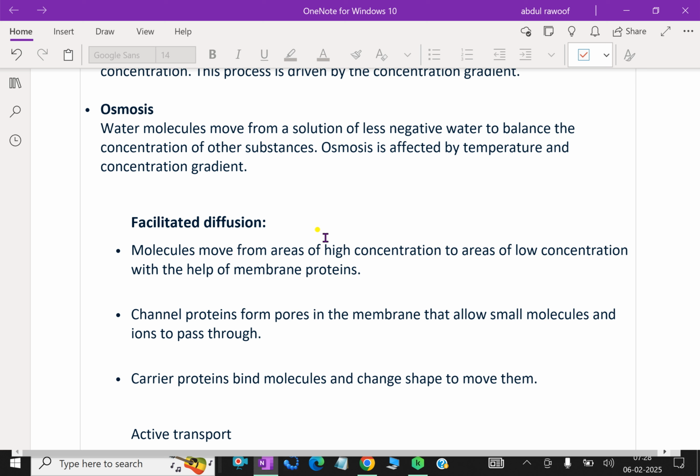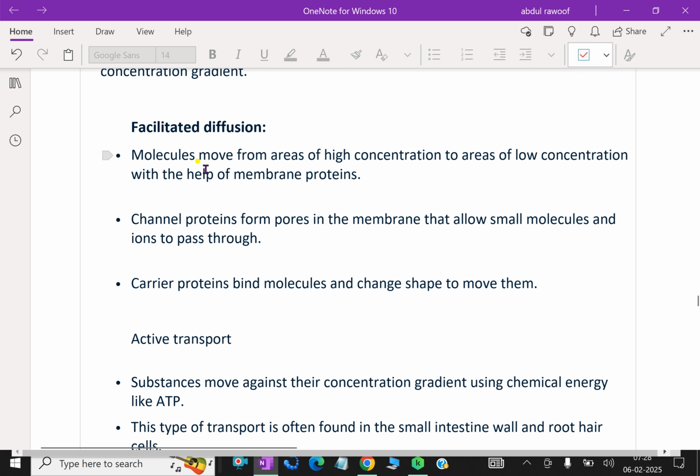The carrier sites are specific and can be used by only one substance. As there is a finite number of carriers in the membrane, there is a limit to the amount of a substance which can be transported at any time. This is known as the transport maximum. Now, osmosis. Osmosis is the passive movement of water down its concentration gradient towards equilibrium across a semi-permeable membrane.